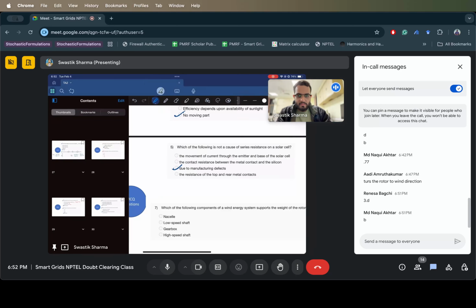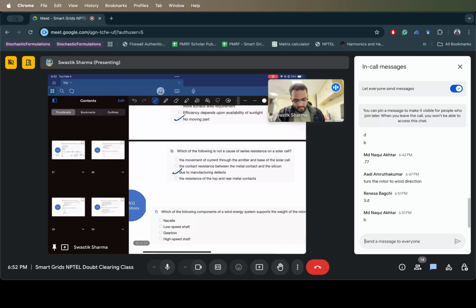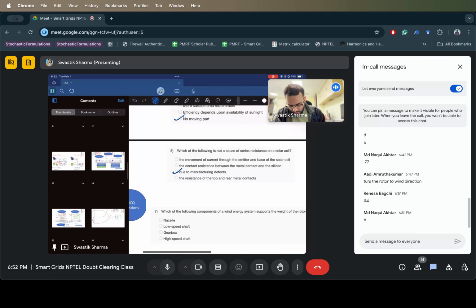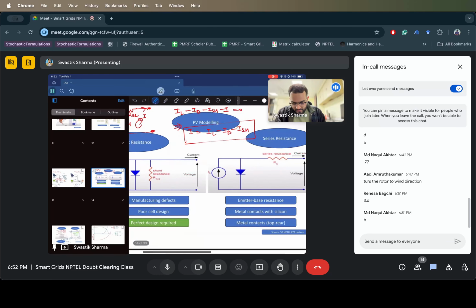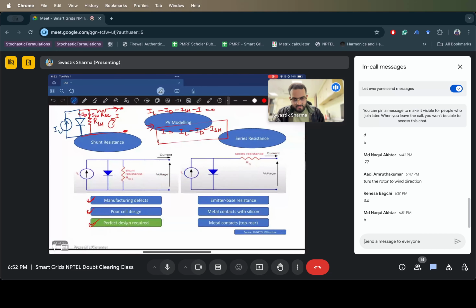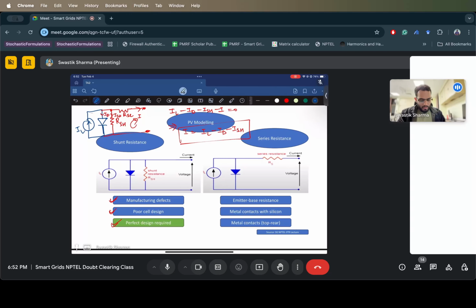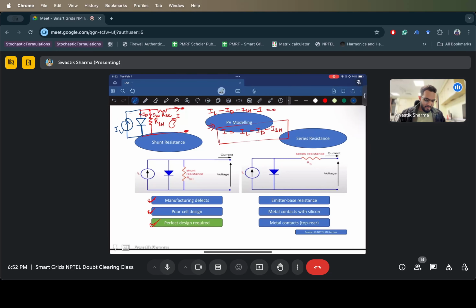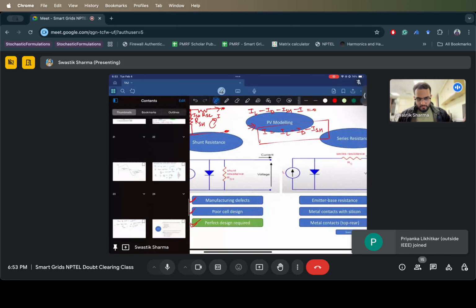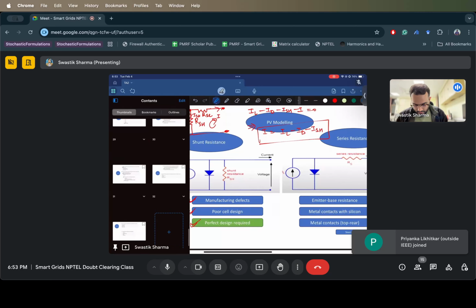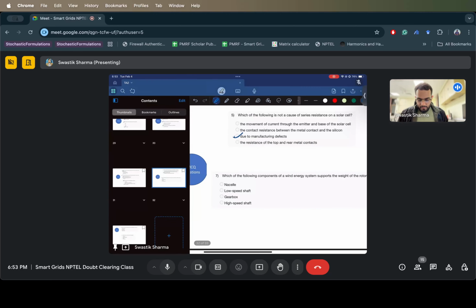So the correct answer is C, due to manufacturing defects, and I'll tell you why. We covered this today. Your shunt resistance depends on your manufacturing defects and poor cell design, right? But your series resistance creeps in because of the metal contacts with the silicon, your emitter base resistance, or the metal contacts between the switches of your solar PV, right? So the correct answer would be C.